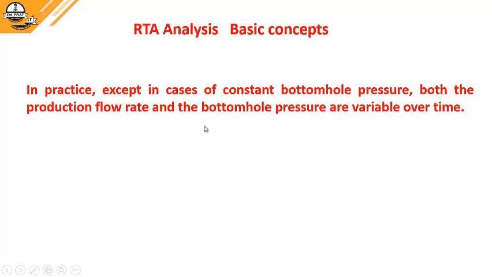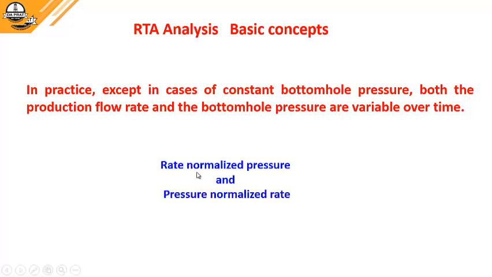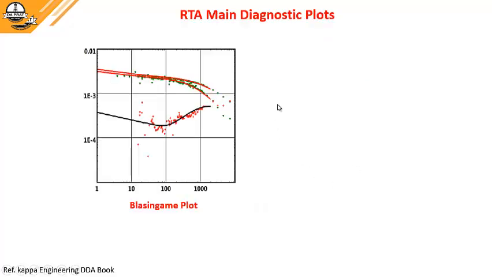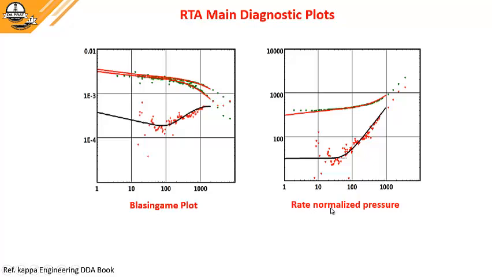So the situation is that, instead of constant bottom hole pressure, we know that the rate and the bottom hole pressure are variable over time. It could be true for conventional reservoirs too. So we're going to use the rate normalized pressure in that case and the pressure normalized rate. And the main diagnostic plots are the Blasingame plot that we will explain soon, and the rate normalized pressure.